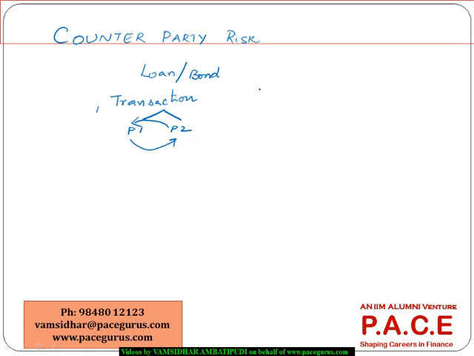So there is nothing called a lender and a borrower here. It's a two-way transaction. So one party gives something to the other party and takes something else from the other party. So in this kind of transaction, when one party has fulfilled whereas the other party has not fulfilled the obligation, we are saying the party who has fulfilled the obligation is exposed more to this counterparty risk. So we don't talk about the lender and the borrower here.